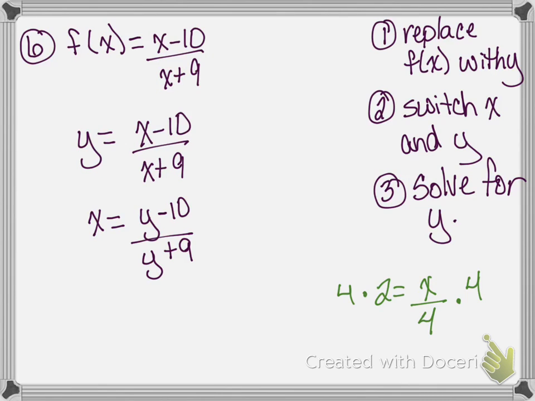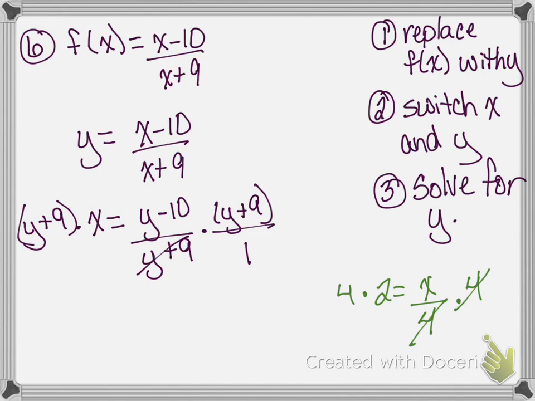And when I multiply the right-hand side by 4, what happens to those two 4s? They cancel, okay? And then I'm left with x equals 8. That is exactly what I'm going to do here. I am going to multiply both sides by my denominator, so I'm multiplying both sides by y plus 9. On the right-hand side, my y plus 9 cancels out. I'm left with y minus 10, but I have to distribute my x. So I have x times y, and then I have 9x, okay?